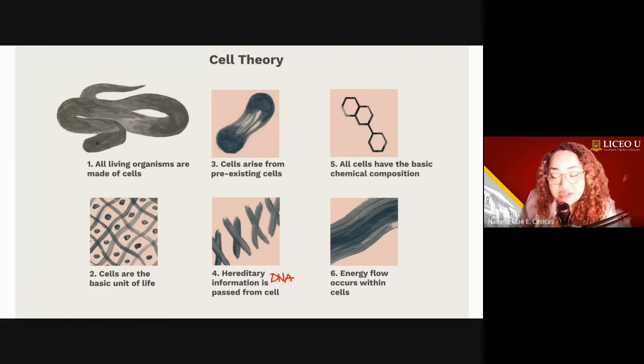Now, the fifth concept is all cells have the same basic chemical composition. So same for all of us, no? All of us are organic beings.